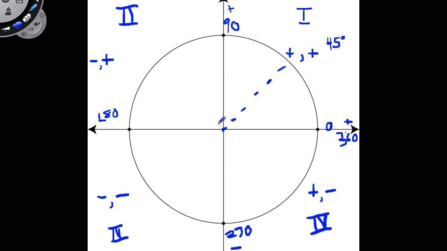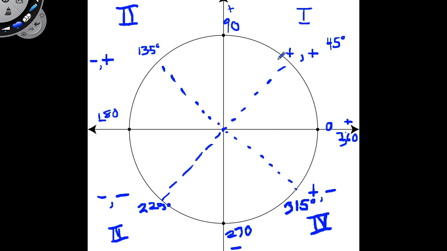On this side, the other magic number that we want to pay attention to is 135 degrees. And then over here, our other magical 45 degree mark is going to be at 225 degrees. And then finally over in this area is going to be 315 degrees.